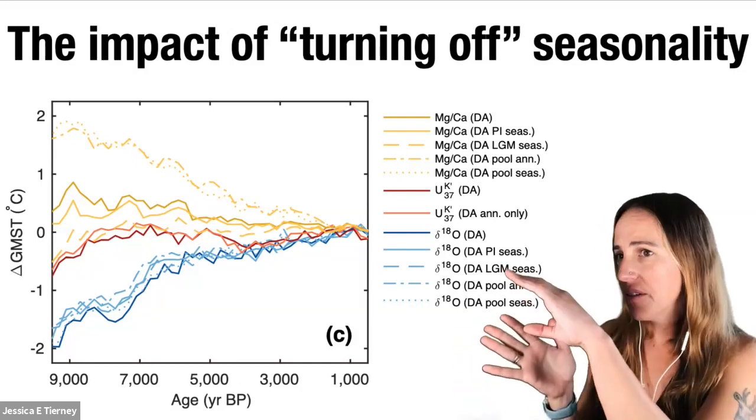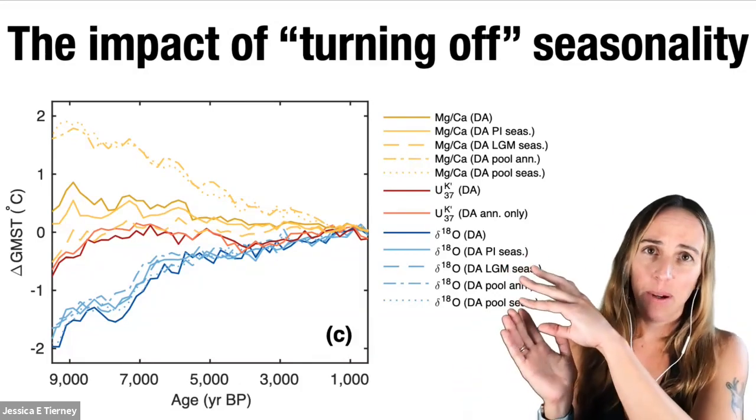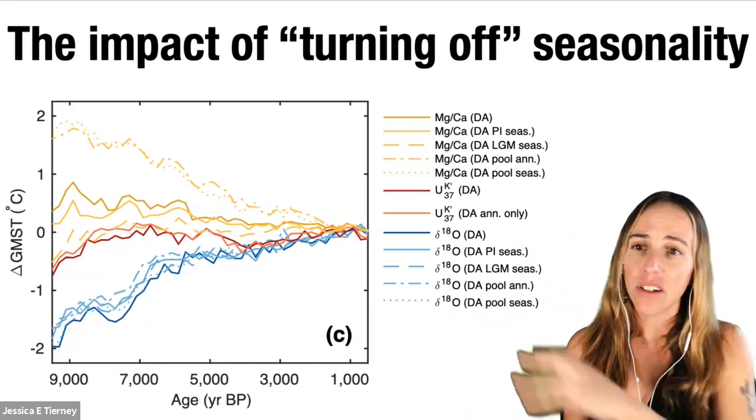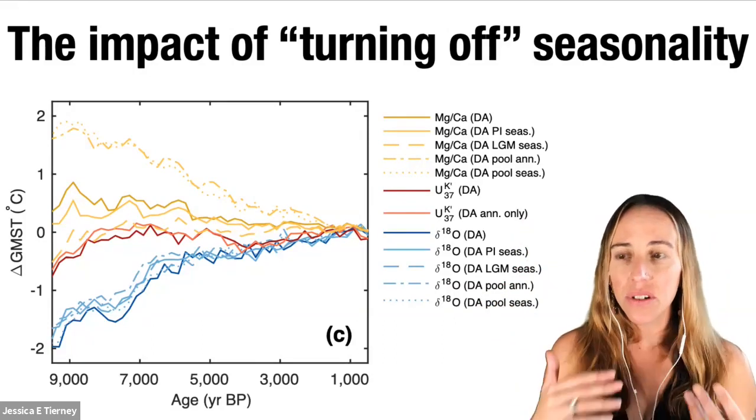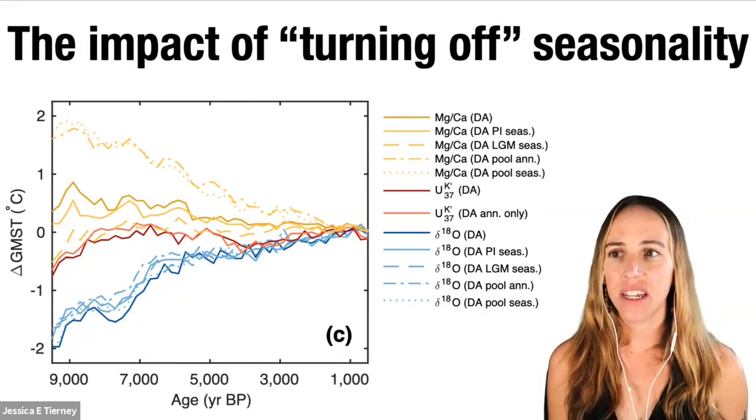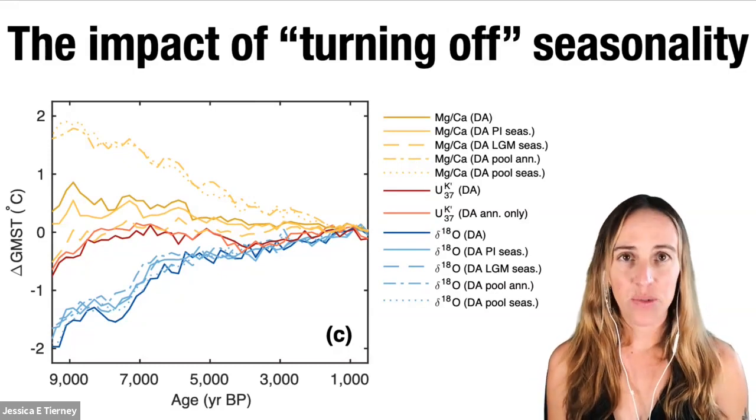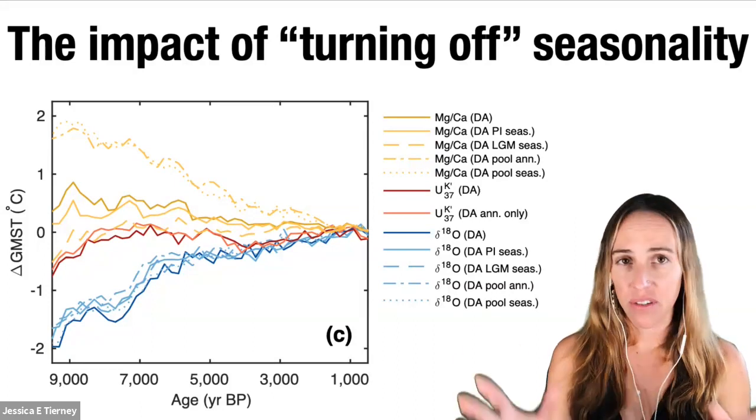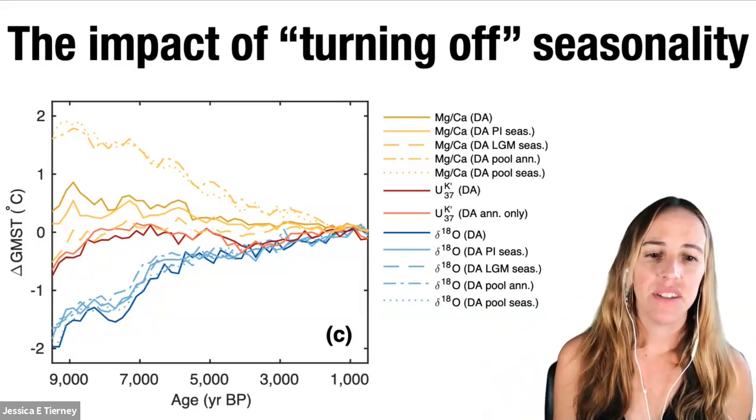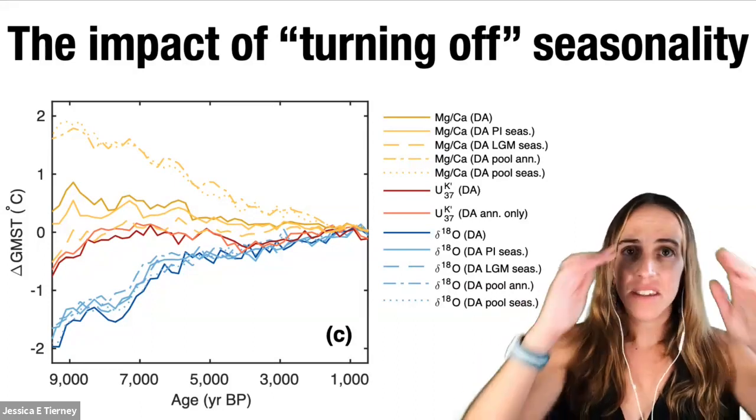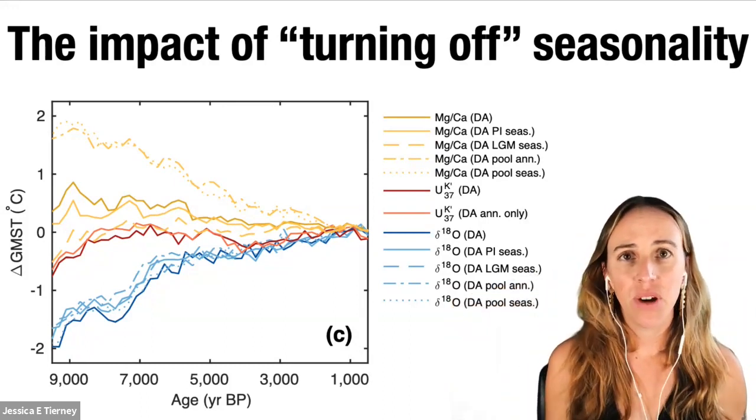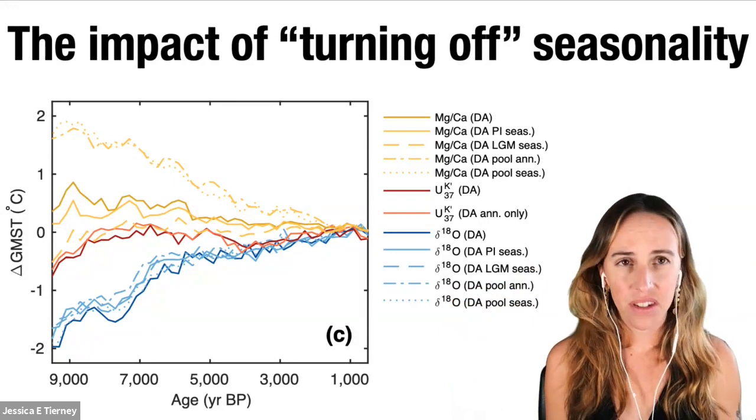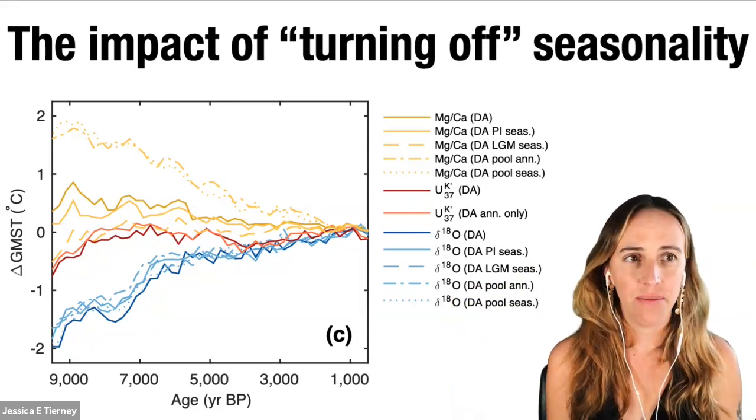You will, however, note that since these are proxy-only experiments, each proxy looks a little bit different, right? The 018 data tend to suggest a cooler, earlier Holocene. UK is pretty flat, and MAG-Cal is warmer. So there are some proxy-specific differences here. Now, none of this is to say that seasonality doesn't matter. It's just that to the extent that we have tried to build that into our forward models, it doesn't explain what's happening with the conundrum.